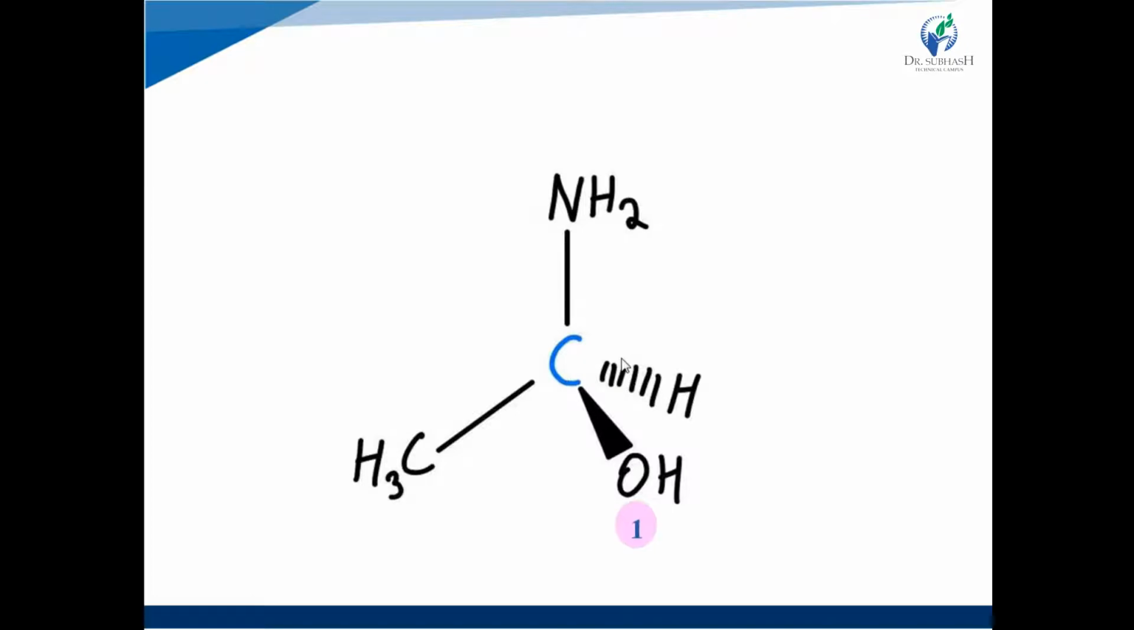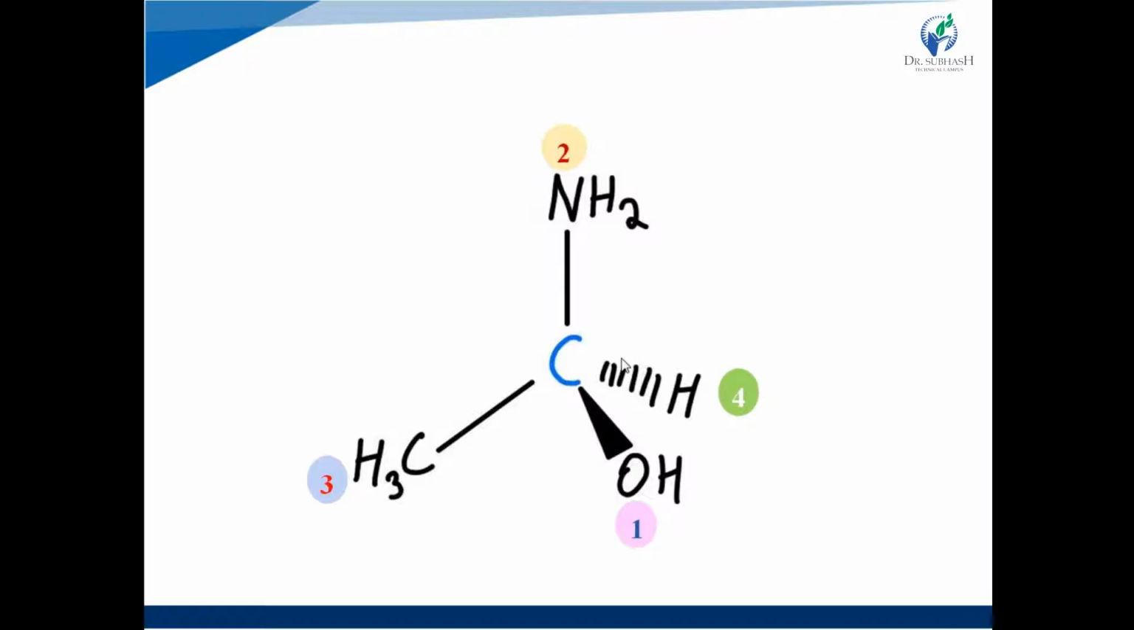Now from nitrogen, carbon and hydrogen, nitrogen has atomic number 7, which is greater than carbon's and hydrogen's atomic number, so it receives second priority. Next, carbon receives third priority, because carbon has atomic number 6 and hydrogen has 1. So hydrogen is the lowest priority group, as it has the lowest atomic number.